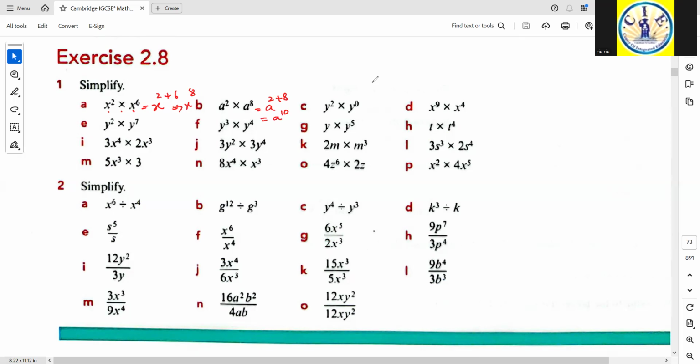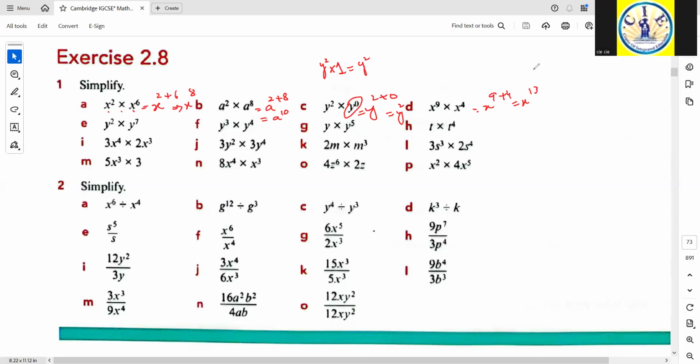Similarly here, this question can be done in two ways. y raised to power 2 plus 0, that is y squared, or you can understand it by the use of 0 index. As we discussed, any number raised to power 0 is 1. So we can write down y squared times 1, which is y squared. Then for this will be x raised to power 9 plus 4, that is x raised to power 13.